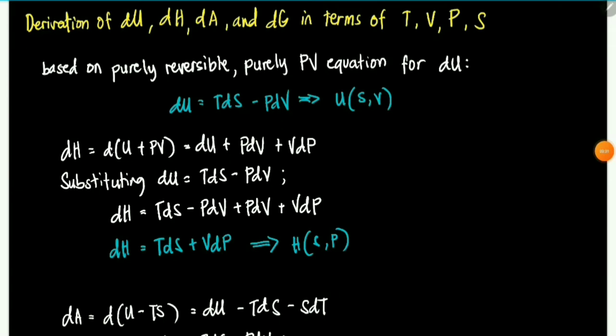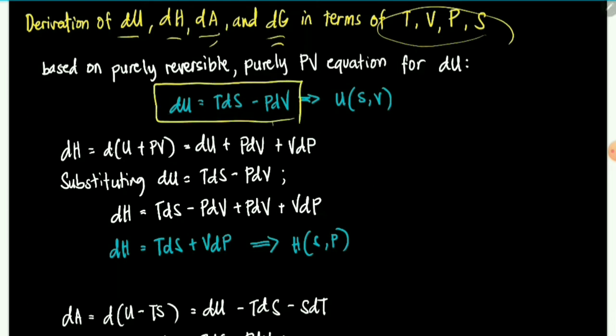So now, since we have the definitions of our dA and dG, we can derive the equations for dU, dH, dA, and dG in terms of these four state variables: temperature, volume, pressure, and entropy. Okay? So, of course, we already have the definition for dU. dU is equal to TdS minus PdV. In this equation, U is a function of S and V, or the entropy and the volume, so dS and dV are what change in our dU.